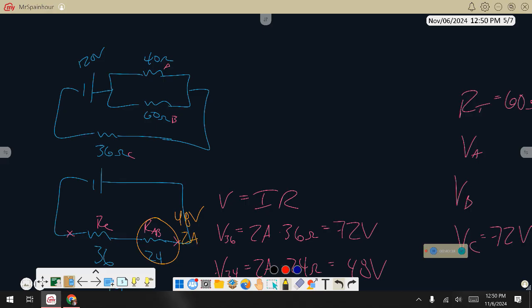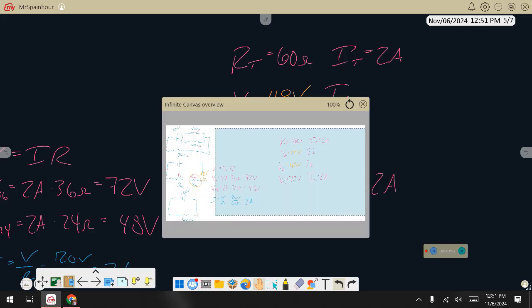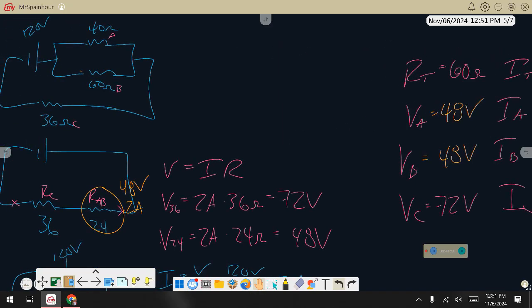Which of those two is going to be identical for both of these? Voltage. Since it's in parallel, whichever branch they go to, they're going to get 48 either way. So I can come over here and say the voltage across A is 48. The voltage across B is also 48. And to get current, if I know the left one, Ohm's law: the current of A is equal to voltage of A over resistance of A, or 48 volts divided by 40 ohms.